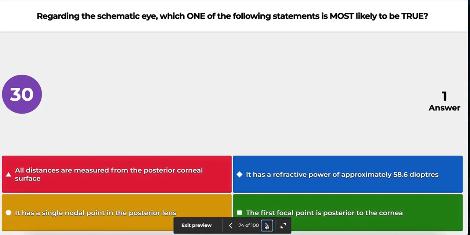Let's move now to the next question regarding the schematic eye. Which one of the following is true? A: All distances are measured from the posterior corneal surface. B: It has a refractive power of approximately 58.6 diopters. C: It has a single nodal point in the posterior pole. D: The first focal point is posterior to the cornea. What will be the right answer?